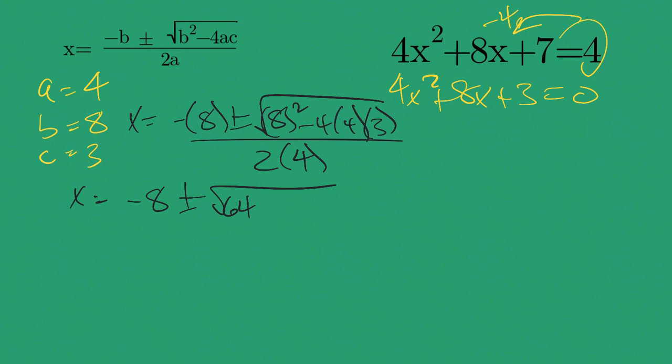All right, be careful right here. These three need to be multiplied together. Negative 4 times 4 is negative 16. And negative 16 times 3 is negative 48. Make sure you multiply those three things together. First, on the bottom, 2 times 4, 8.